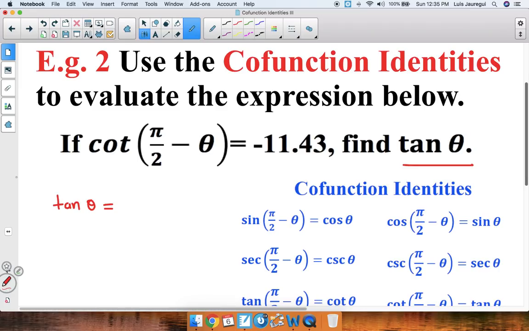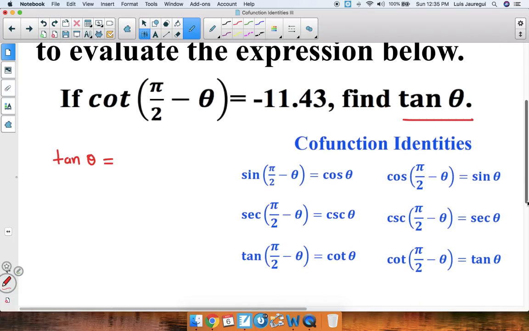Once you have figured out what you want to find, the next step is to identify which cofunction identity is relevant. Looking at your 6 different identities, we can conclude that the one relevant to our case happens to be this one. So let's write that down. Tangent of theta is equal to cotangent of pi over 2 minus theta.